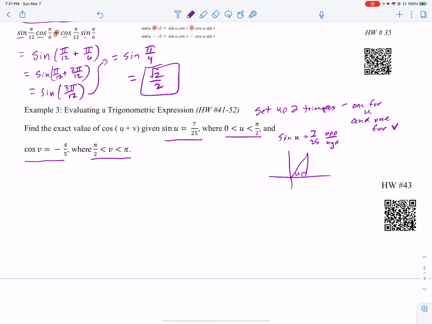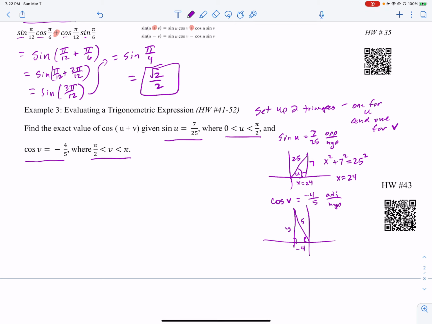Then you need to set up another one for the cosine of V, but V is in your second quadrant, and we have cosine of V is -4/5, and that's adjacent over hypotenuse. So this would be -4, this would be 5, and so we're setting up for y. -4 squared plus y squared equals 5 squared, or that's one of those 3, 4, 5 triangles, another nice Pythagorean triple. So this is going to be 3.